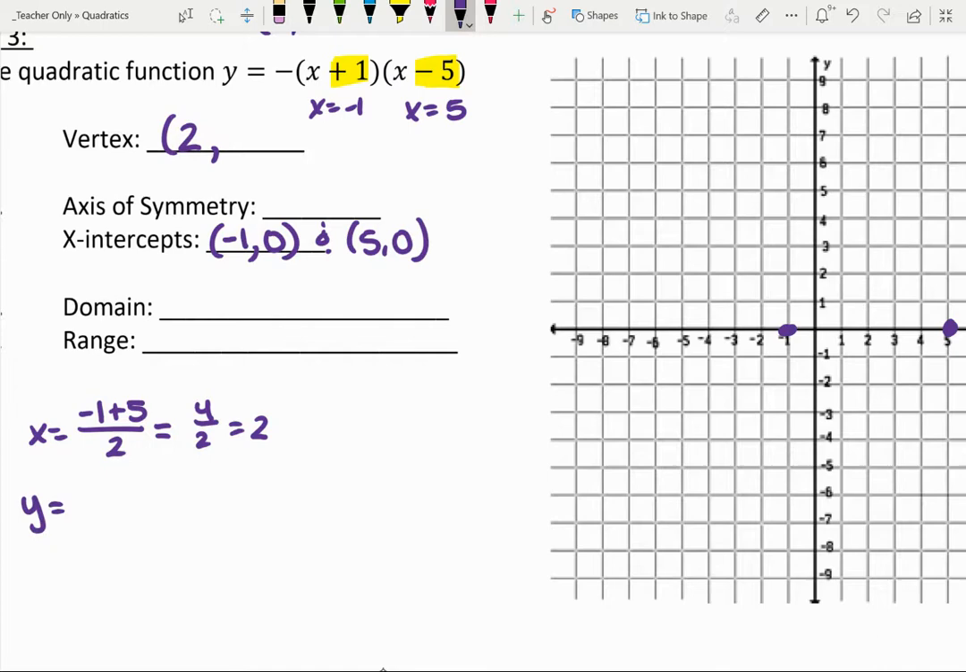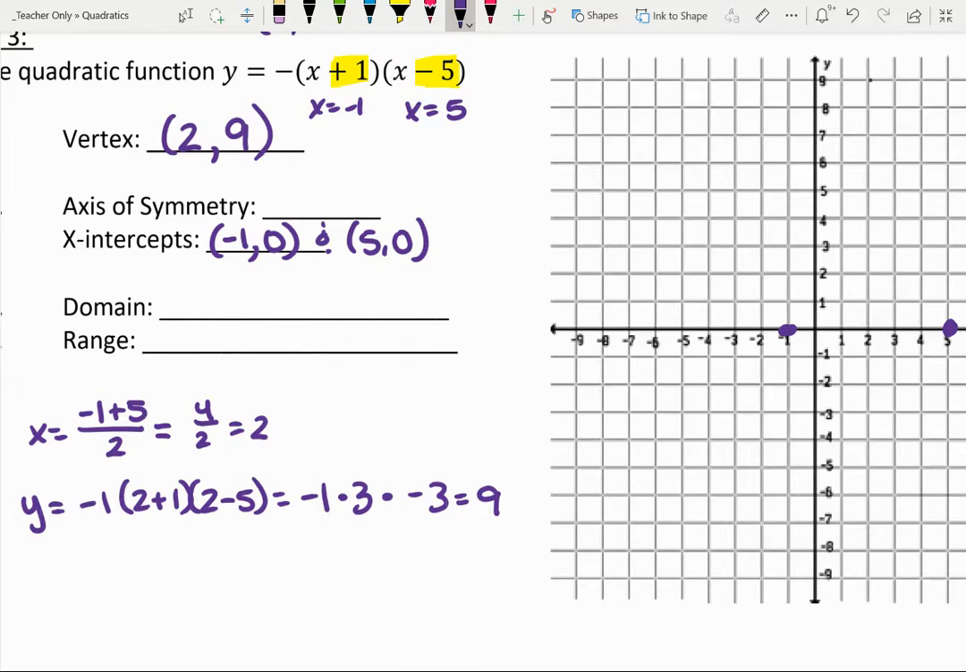And my y-coordinate, remember that negative sign? It's actually a negative 1. And if it helps to remember to actually write that out, please do so. I would rather you write it out than forget what it means. So this will be negative 1 times 2 plus 1 is 3 times negative 3. Negative 1 times 3 times negative 3 is positive 9. So my vertex is the coordinate point 2, 9.